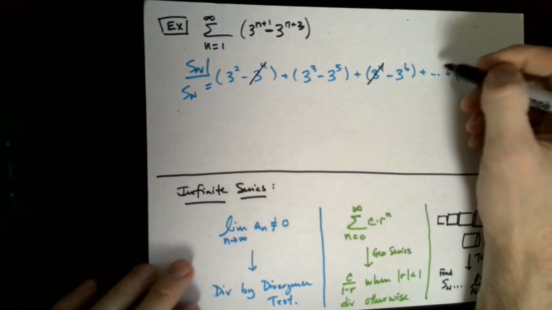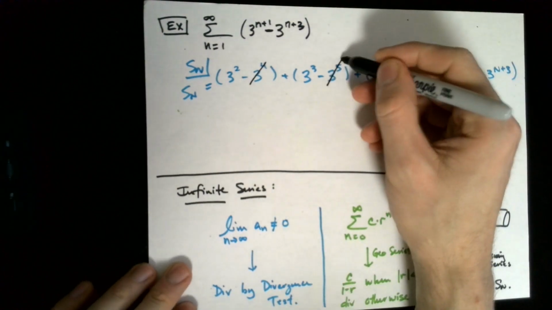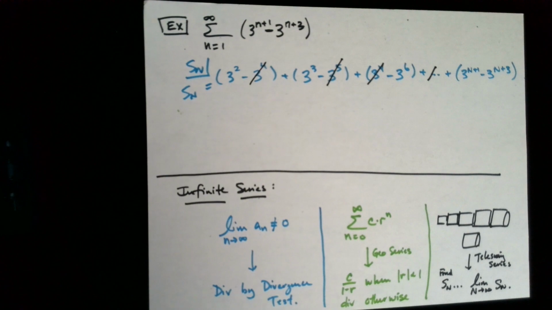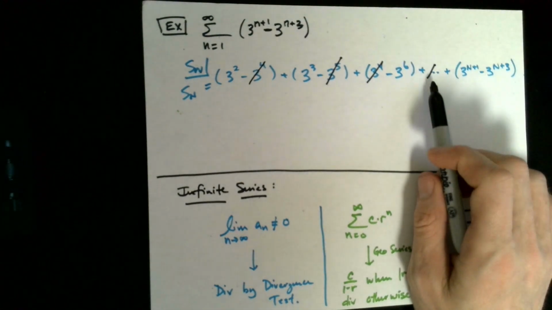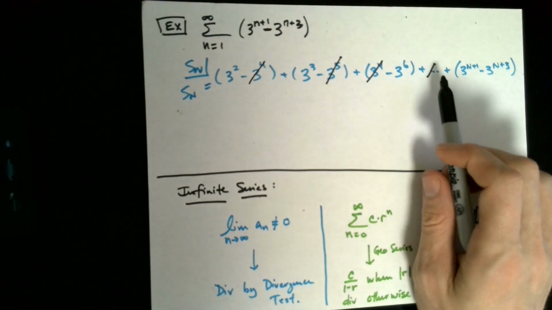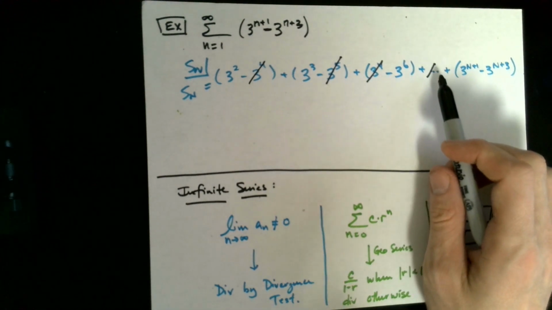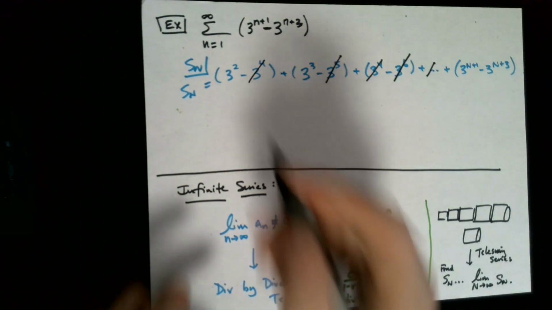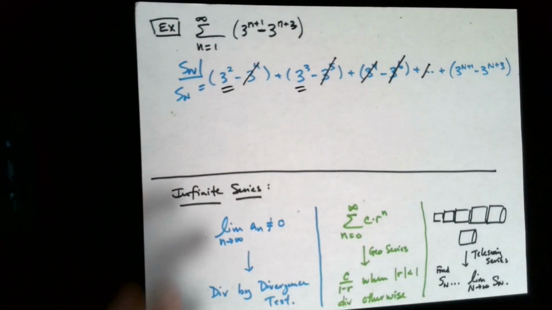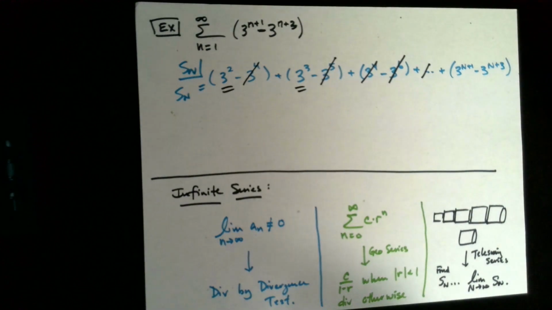Notice the 3 to the 5th that's added there cancels with the minus 3 to the 5th. What would the next parenthesis include? The next parenthesis after the parenthesis that started with 3 to the 5th would start with 3 to the 6th. It would be 3 to the 6th minus 3 to the 8th. Well, that would cancel with this 3 to the 6th. And what you can see is there's exactly 2 numbers that are appearing at the beginning.